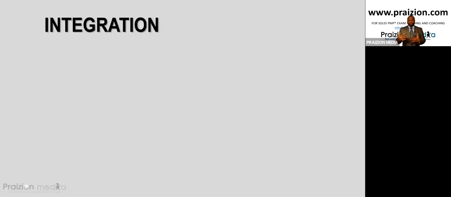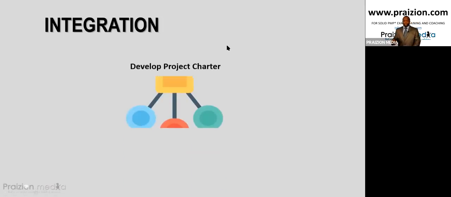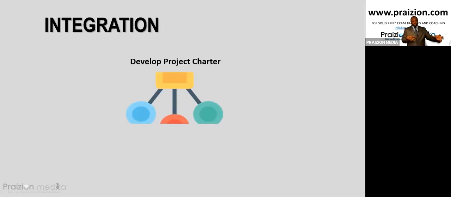Integration, from the word integrate, bringing different pieces together to make a cohesive whole. That is what you're doing in integration. So the first thing talked about in the PMBOK Guide is develop project charter. That is the first thing you're bringing to the table. The next thing you're bringing to the table is the project management plan within integration. You see, that's how you need to think about it. So I'm trying to put all my project pieces together.